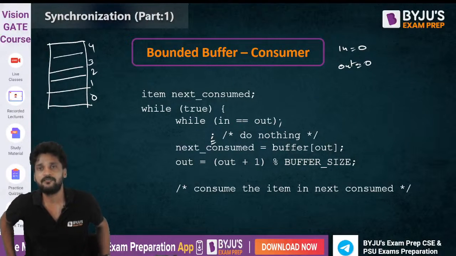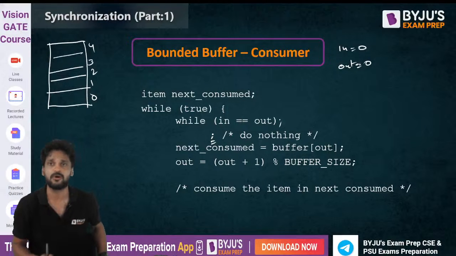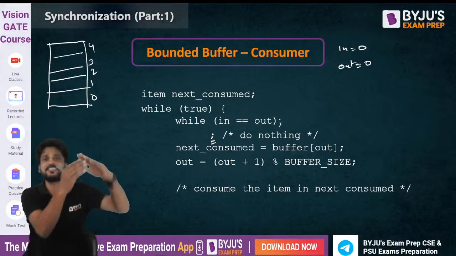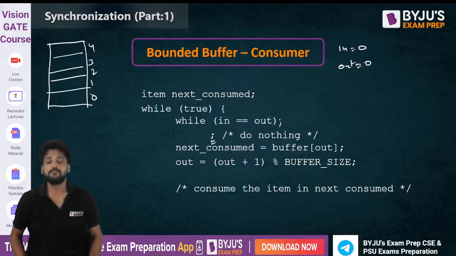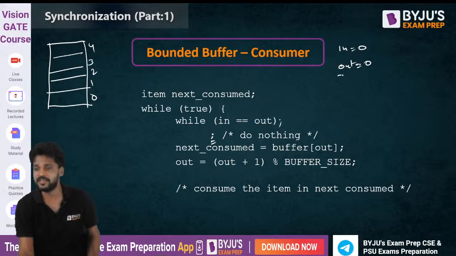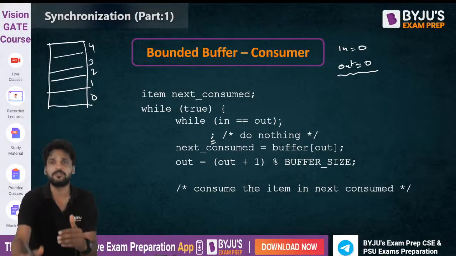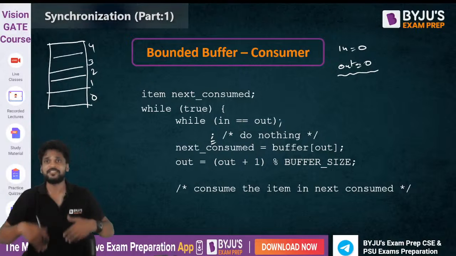Simple. When in will be equal to out, there are 2 circumstances under which in can be equal to out. The first circumstance is the buffer is completely empty. The producer did not start his production. At that time, in will be equal to 0, out will be equal to 0. Second thing is, the items that have been produced by the producer have already been consumed by myself.